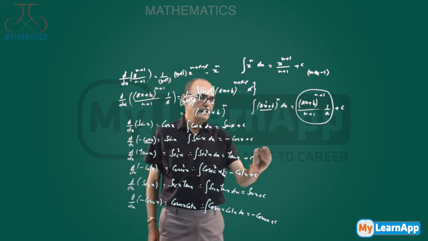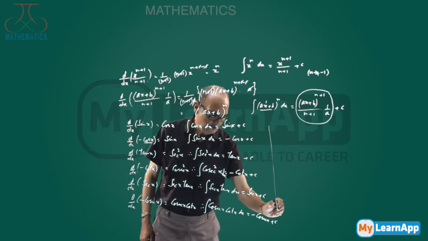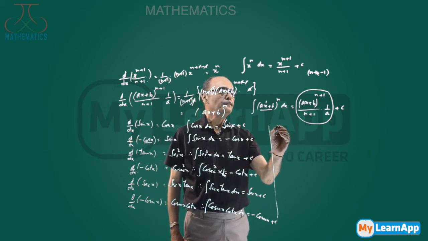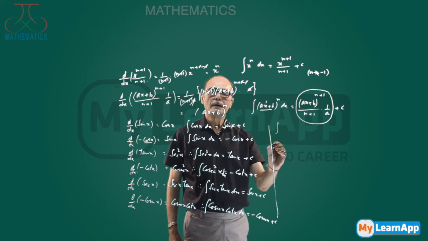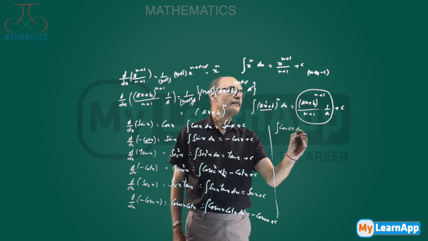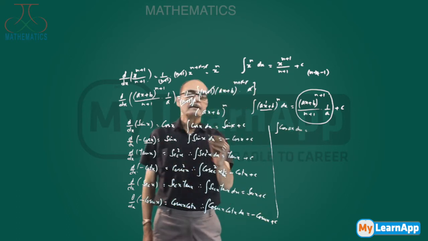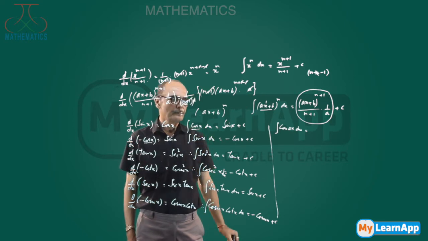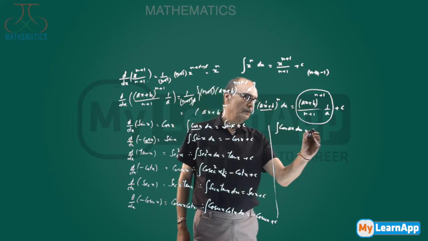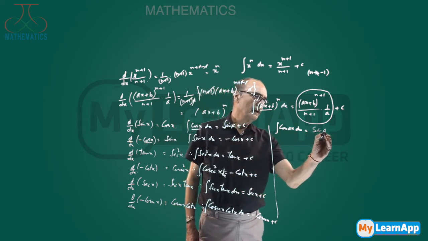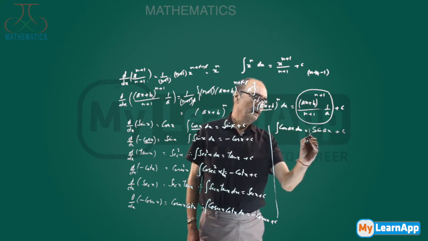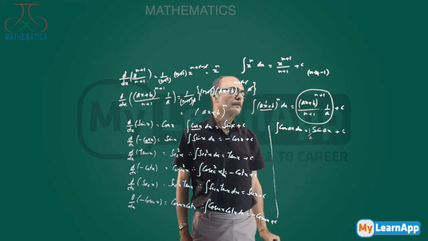Thereafter, we have integral of cos of Ax dx. Make the difference here, that here it is cos x, here is cos of Ax. The same formula will follow, sine of Ax plus constant c, but divided by coefficient of cos Ax here.